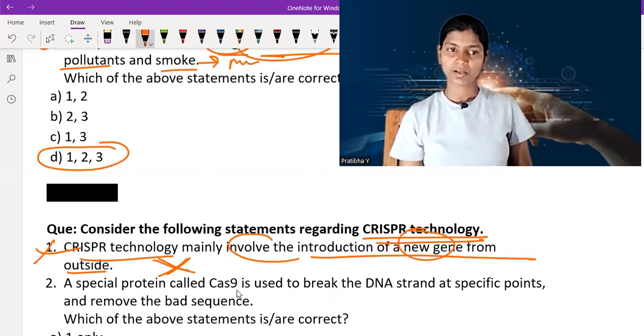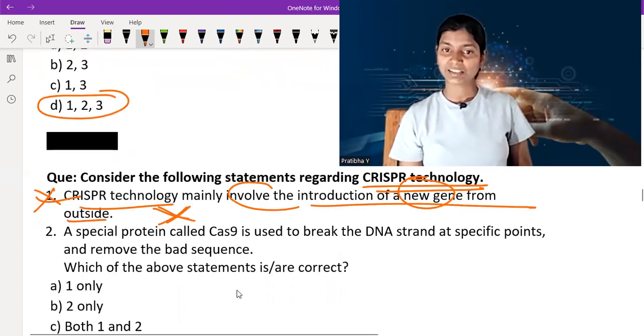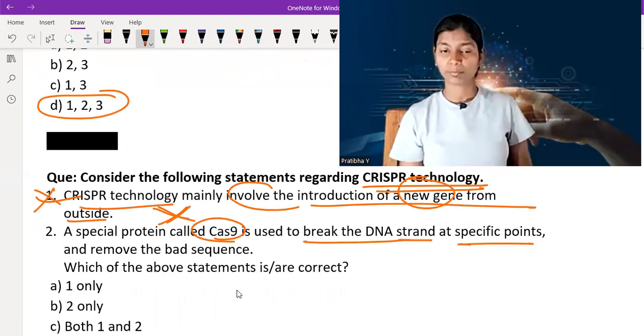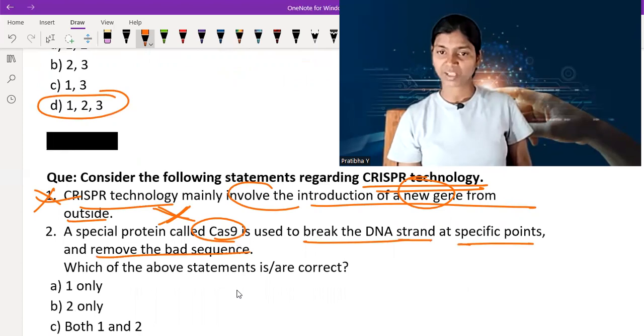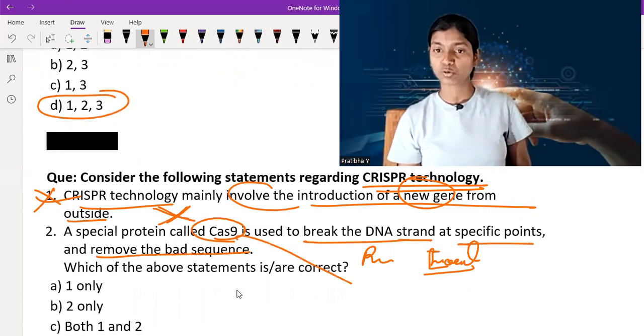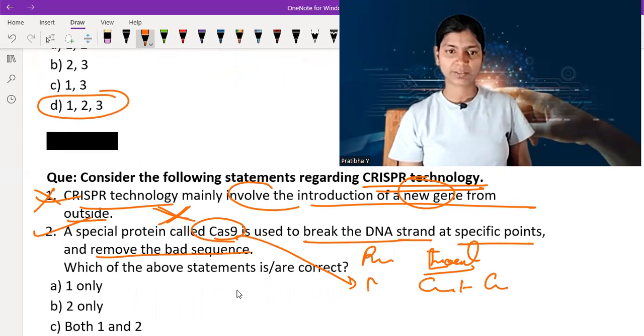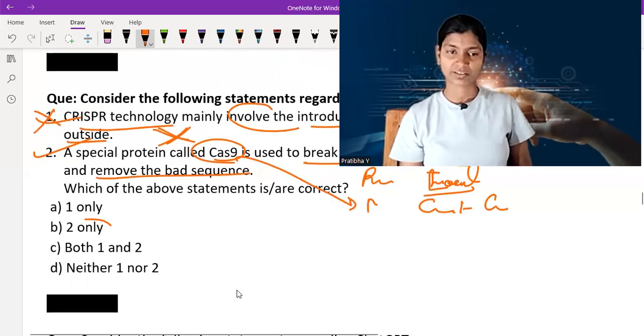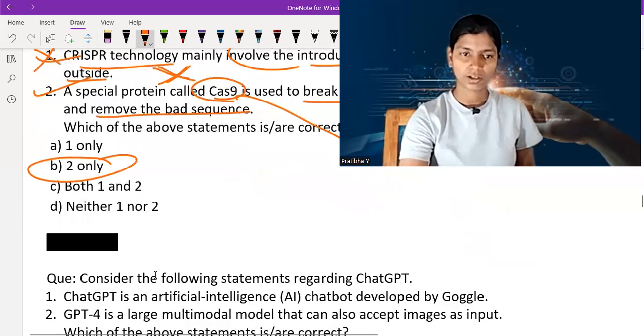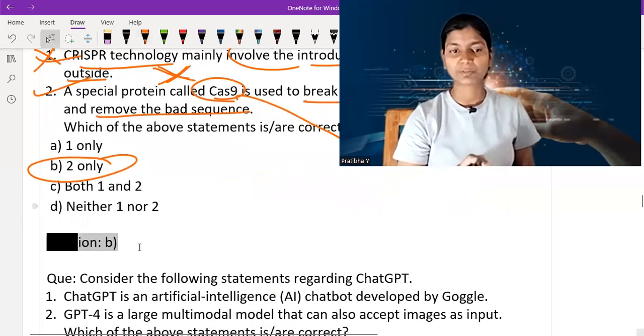One is wrong. A special protein called Cas9 is used to break the DNA strand at a specific point and remove the bad feature. We use an RNA molecule to locate the bad gene, and Cas9 is a protein used to cut that gene. So 2 is correct. That means option D is correct. Just check if we're on the right path or not. Option B is correct. That means we are on the right path.